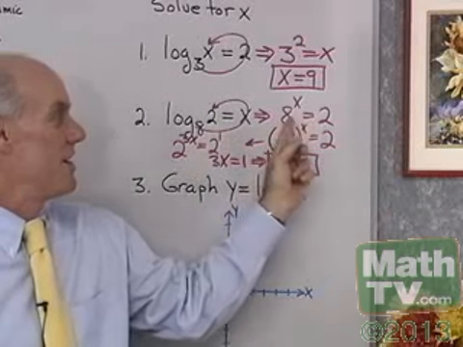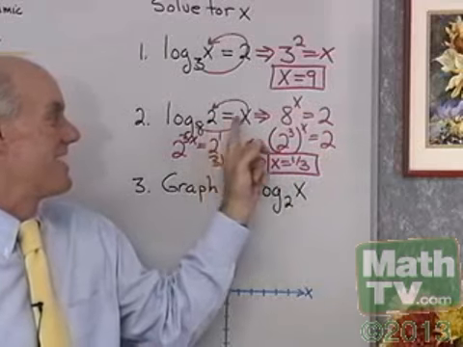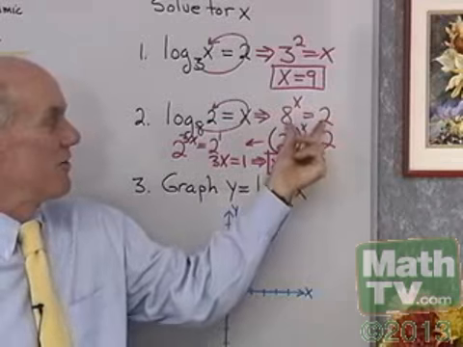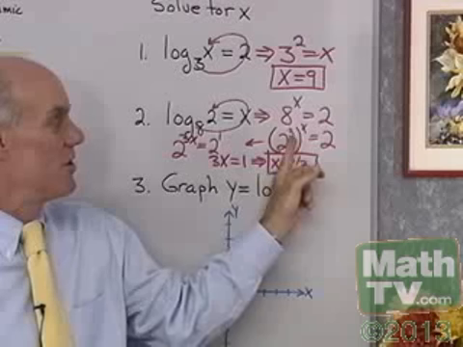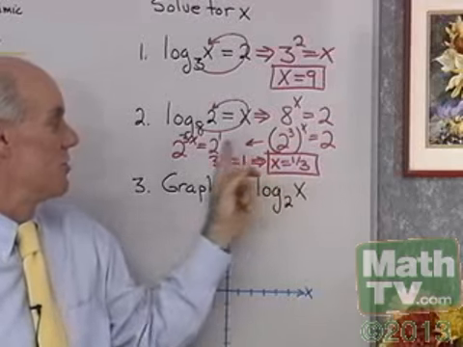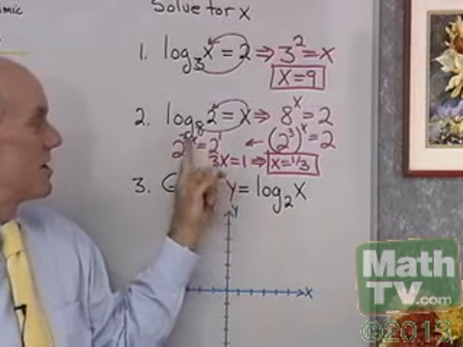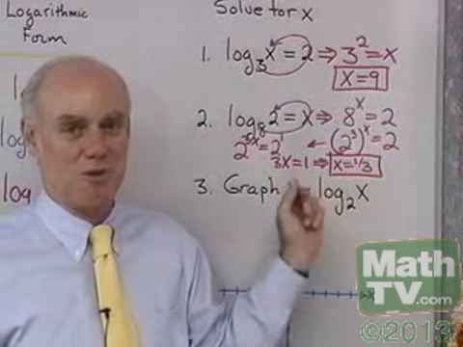So I write that 8 to the x is equal to 2. I want to solve this equation, so I write 8 as 2 to the third. Then I have 2 to the third raised to the x. That's 2 to the 3x is equal to 2. And 2 is the same as 2 to the 1, so since these bases are the same, the exponents must be equal. 3x is equal to 1, so x is equal to 1/3.